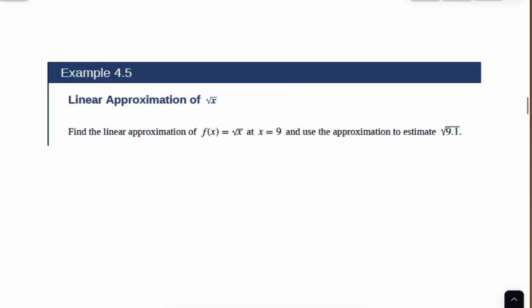Okay, so let's look at our first example. Let's say that we want to approximate the square root of 9.1 using what we know about the square root of 9, because it's only that little extra piece. So right off the top of your head, you should know that the answer will be something very, very close to 3, right? You know, the square root of 9.1 is going to be super close to 3. But this formula is going to allow us to guesstimate or estimate what it's going to be. So let's write down our formula.